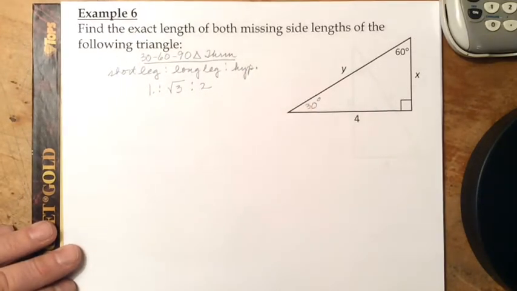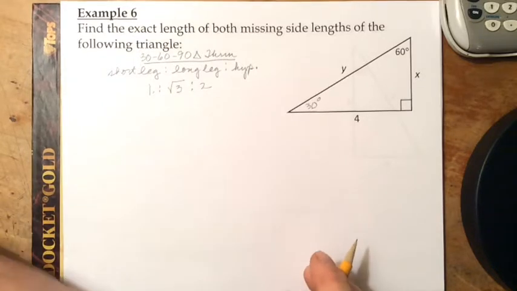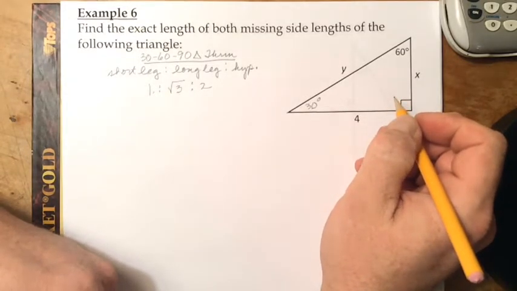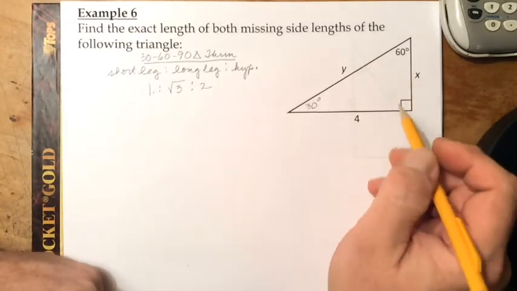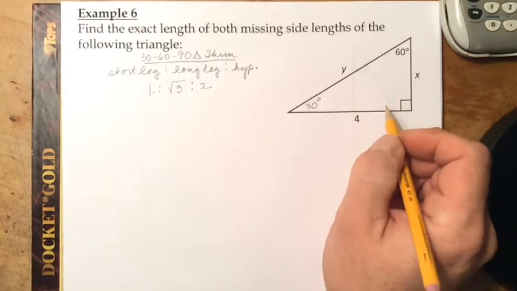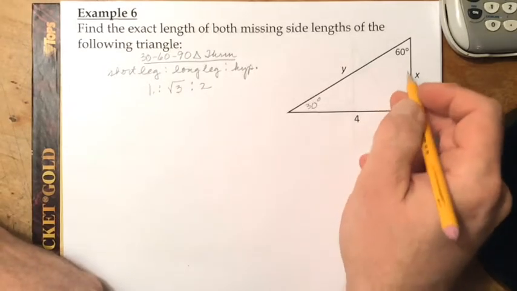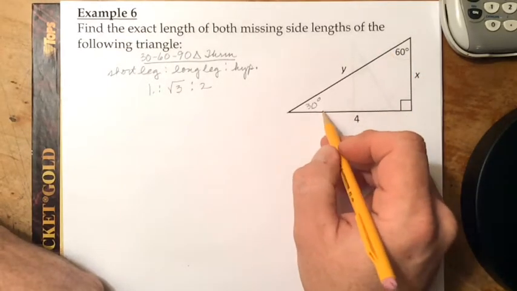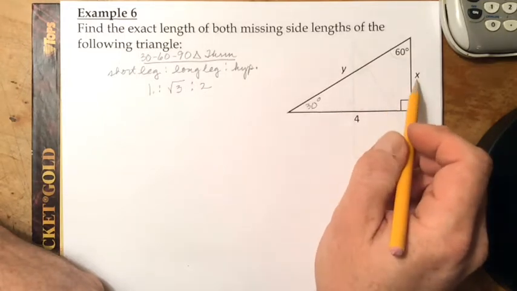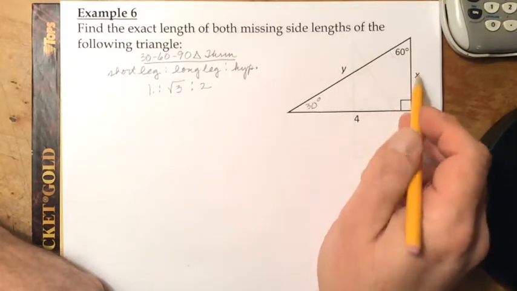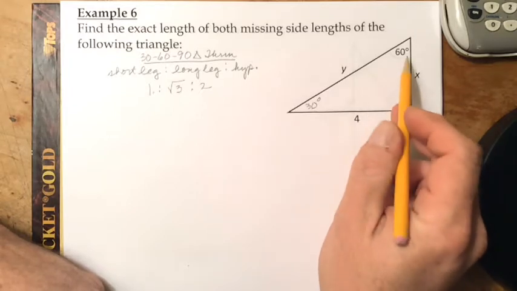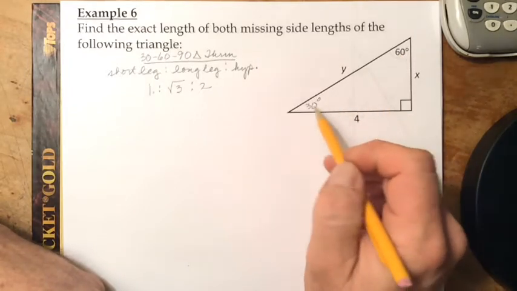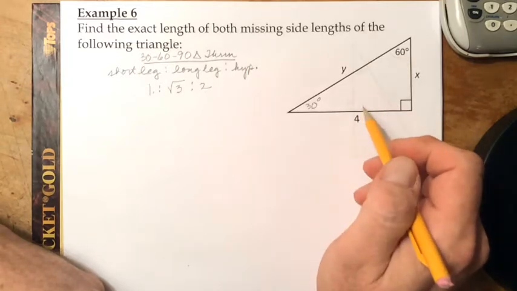Following the same pattern we did with the 45, 45, 90, we take a look at our triangle and see where we have a given measurement, and it's on our longest leg. We know for sure it's the longest leg because it's across from the largest angle, 60 degrees. So if you're ever wondering if the two sides are real close together in length, visually, always look for the angles and go across to the opposite side to see which one's smaller and which one's larger.